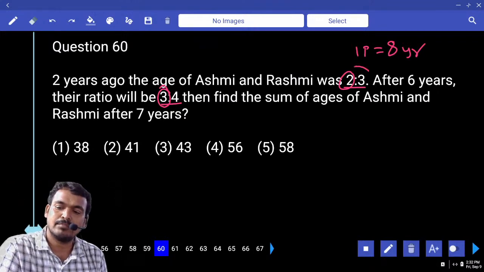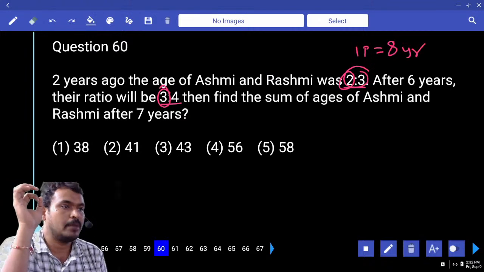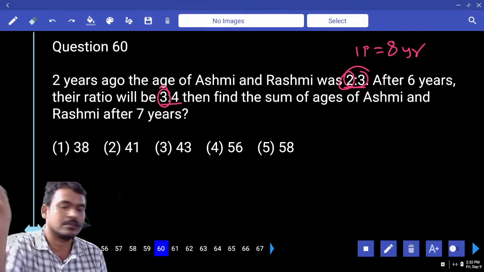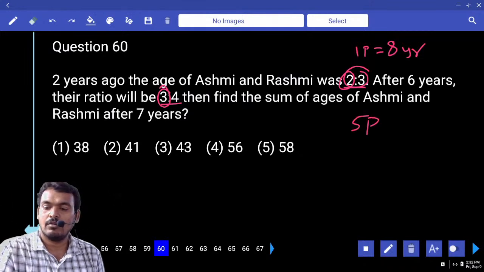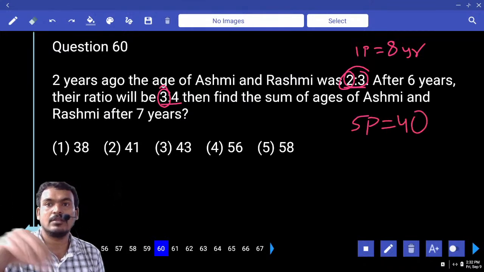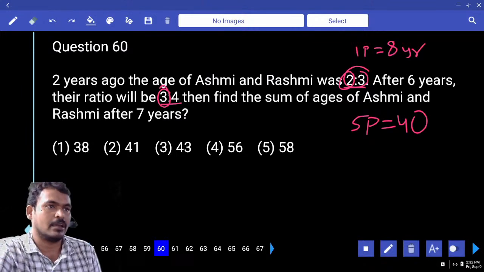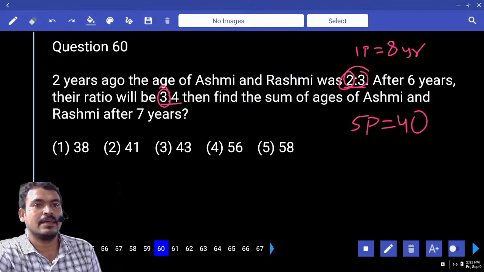2 years back, the sum of the two persons is how many parts? 5 parts. 2 plus 3, 5 parts. What is the one part value? 8 years. 5 parts is how much? 40 or not? 40 was the sum how many years back? 2 years back. 2 years back the sum is 40, but we required after 7 years or not?